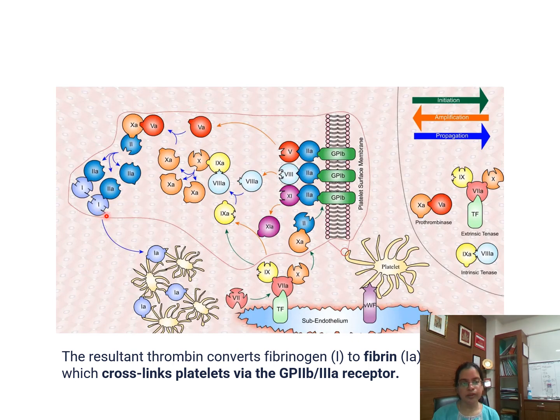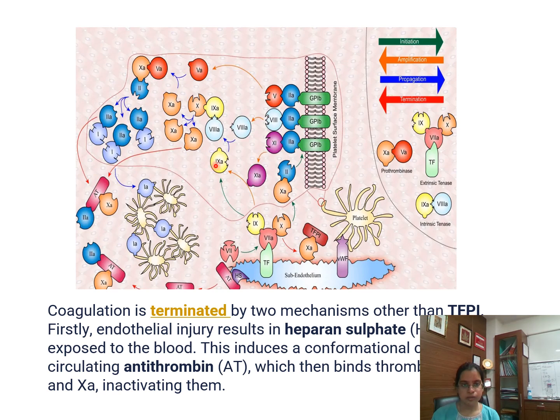Now this thrombin, which is produced in large amount, this is the thrombin burst. This will convert fibrinogen to fibrin, that is factor 1 to activated factor 1A, which will cross-link the platelets by GP2B3A receptor. Now this clot has been produced.